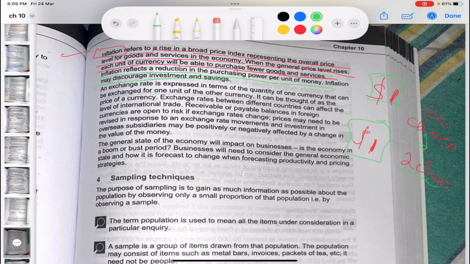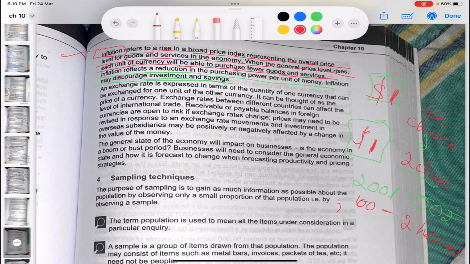Inflation may discourage investments and savings. So, how does inflation discourage investment and saving? Think about it. Let's say it is 2001. I have 100 rupees in my bank, and today with these 100 rupees, I am able to buy 2 houses. Just an example. But I did not buy.